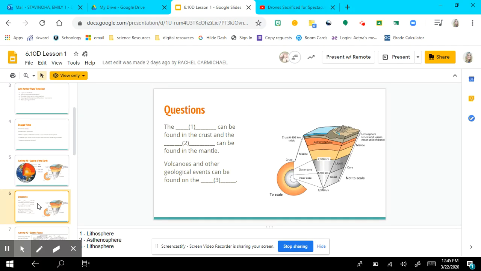Questions. The what can be found in the crust, and the what can be found in the mantle? Volcanoes and other geological events can be found where? Remember, we live on this part, the crust. We live on this part. So volcanoes and other geological events can be found where?